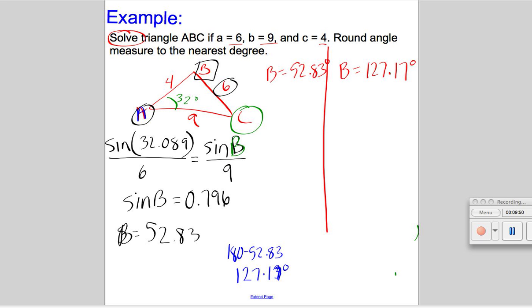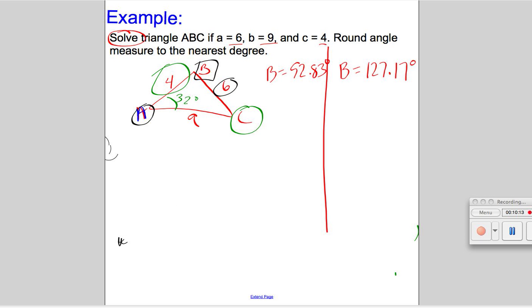Because yes, there are two potential triangles that have these 2 sides and this angle. There are 2 potential triangles. That's what this ambiguous case says. Now the question is, which triangle am I working with? Which triangle also has a side of 4, as we see in this picture here, because that's the one thing that we know about this triangle. So now I'm going to solve in 2 ways. I'm going to clean this up so I have some space to work here. To find that missing angle C at this point, I'm simply going to do 180 minus 52.83 and minus the 32.089.